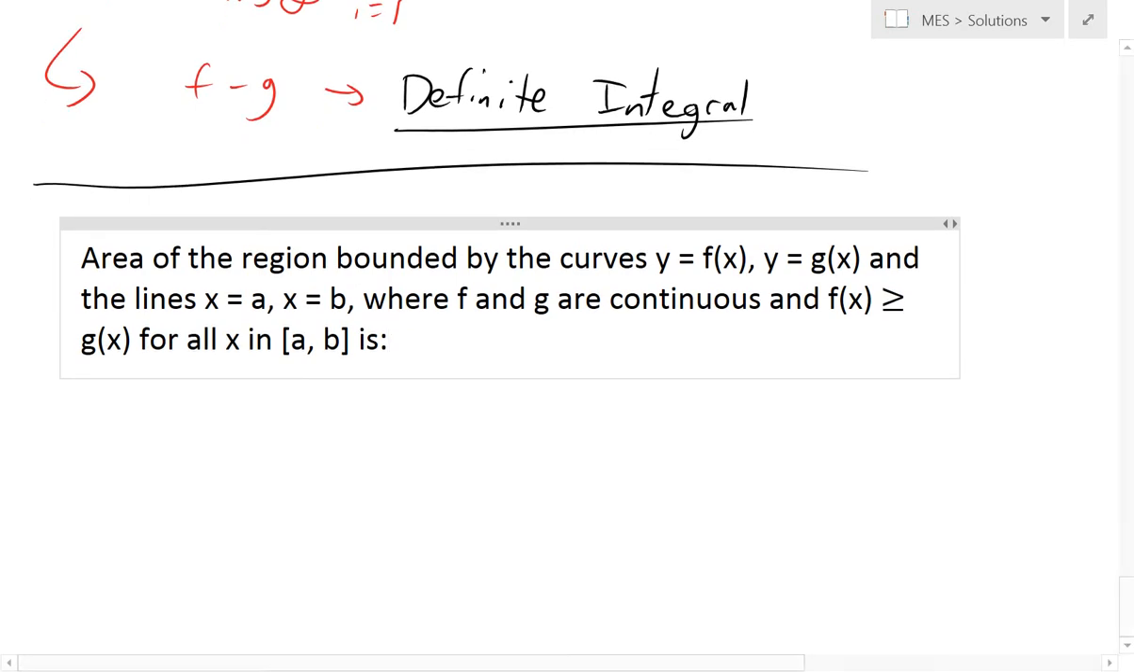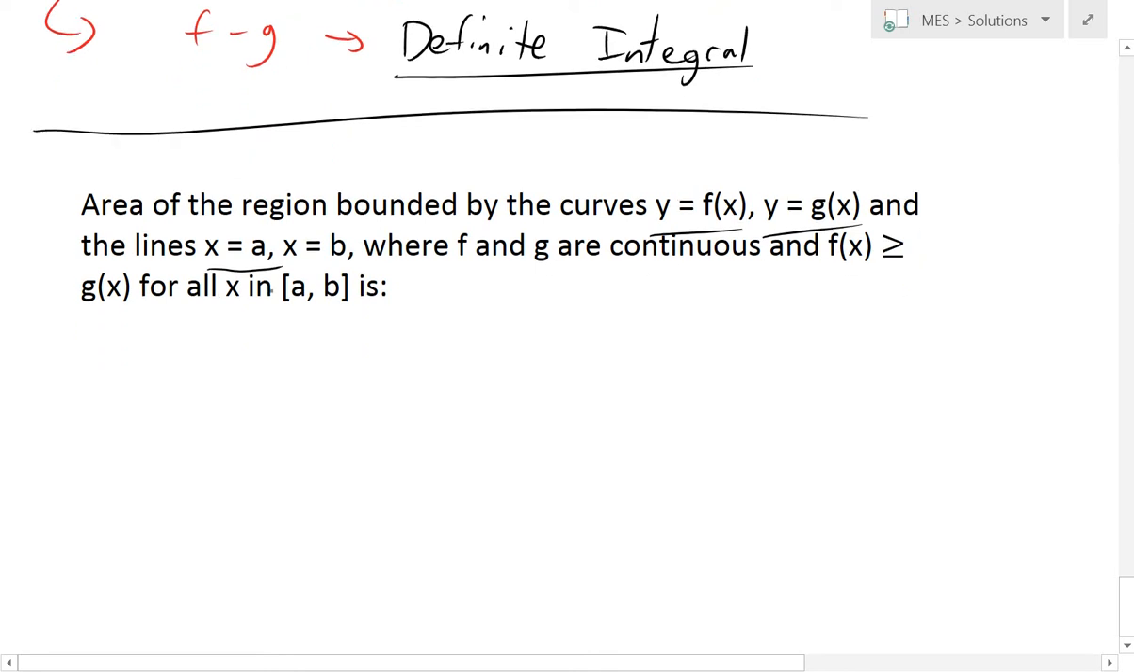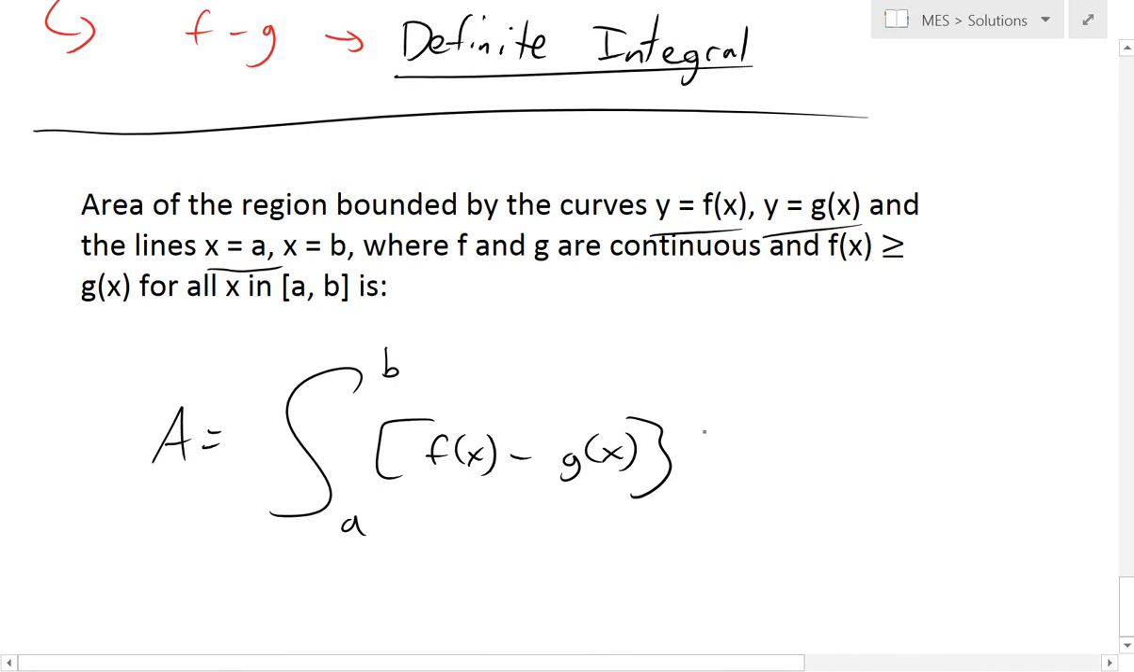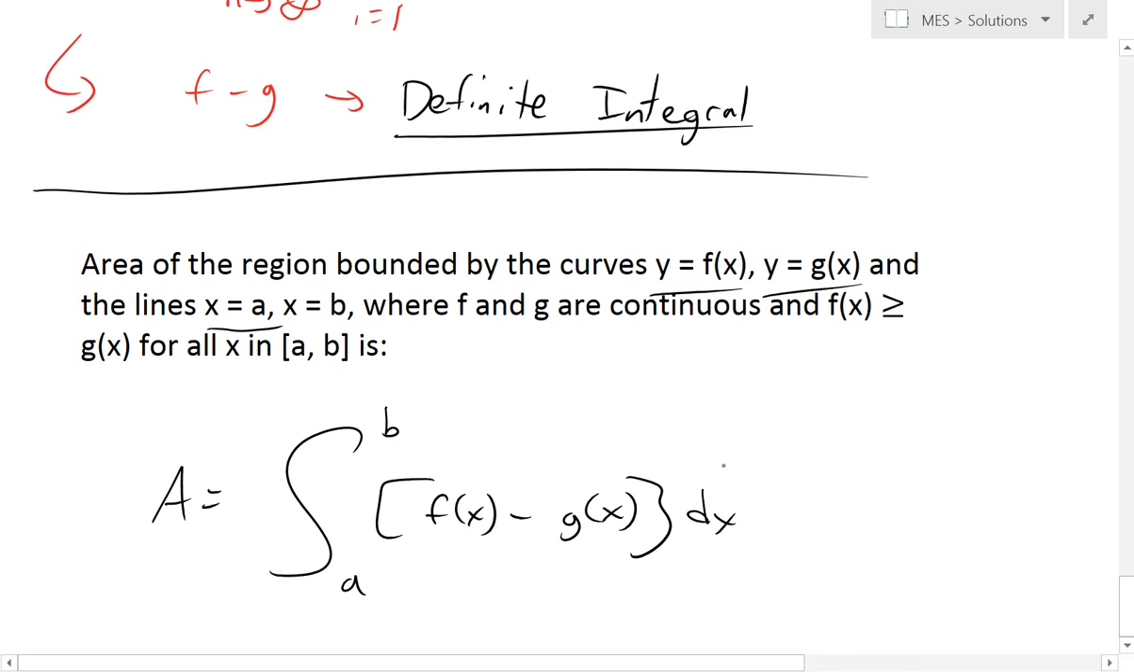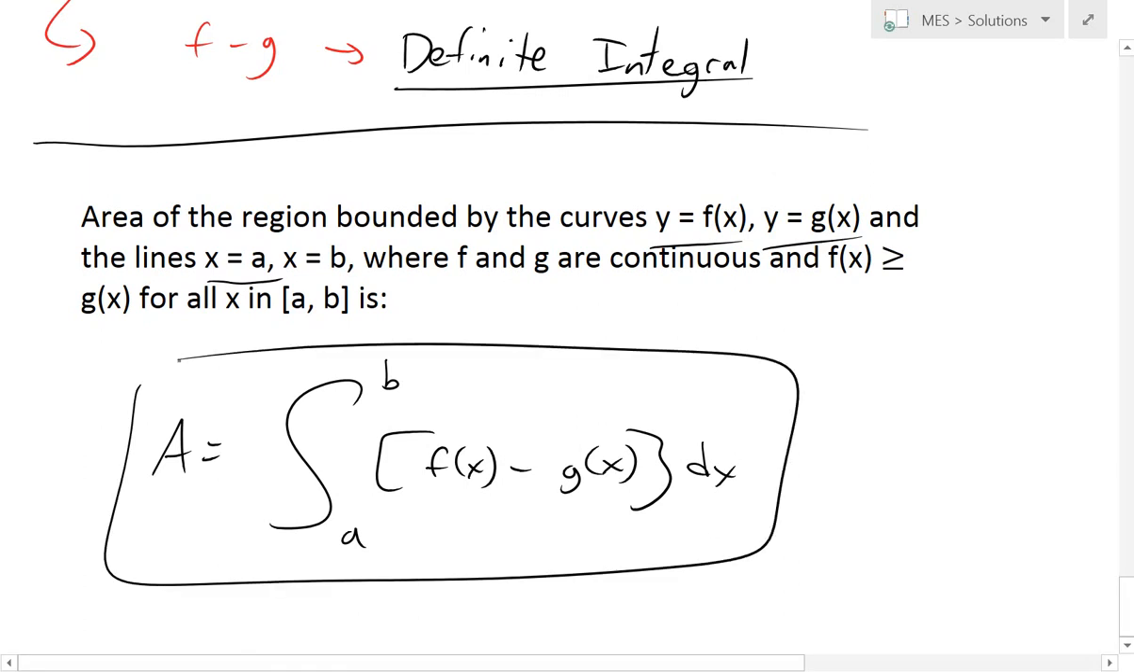To sum up, the basic definition is: the area of the region bounded by the curves y equals f of x and y equals g of x and the lines x equals a and x equals b, where f and g are continuous and f of x is always greater than or equal to g of x for all x in a and b, is equal to the definite integral from a to b of f of x minus g of x dx, where delta x has been changed to dx, which is infinitely small. And there is our definition.